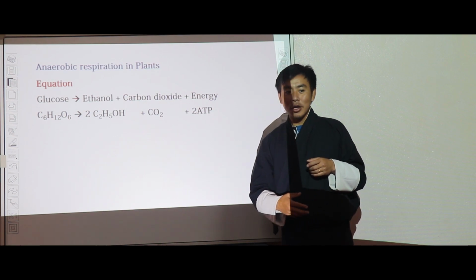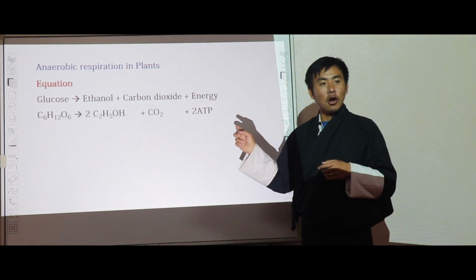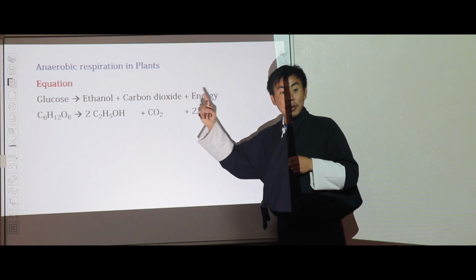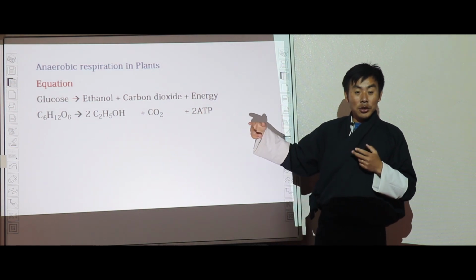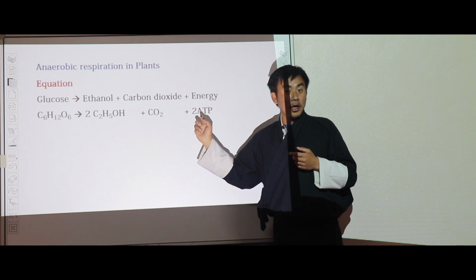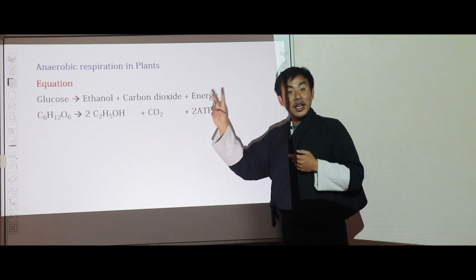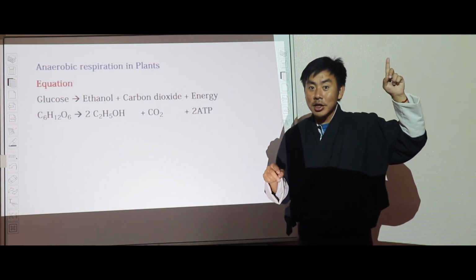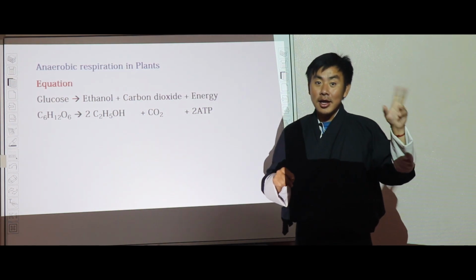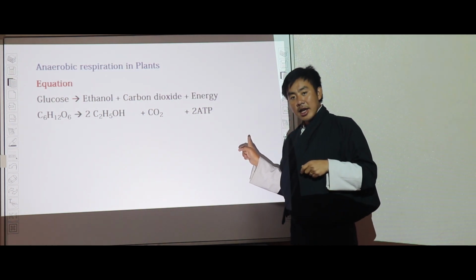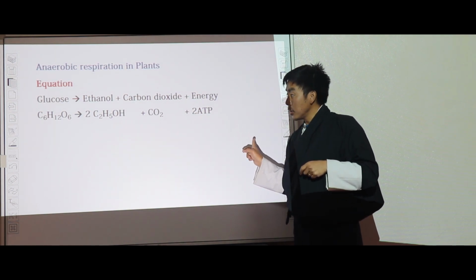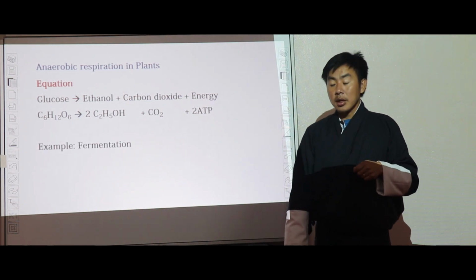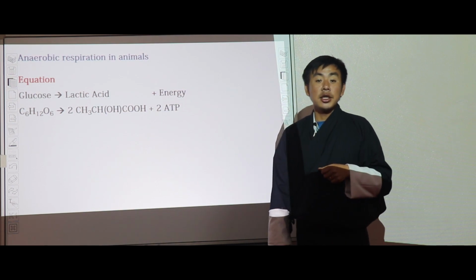Glucose C6H12O6 produces ethanol 2C2H5OH plus carbon dioxide CO2 plus energy, 2 ATP. Just 2 ATP. If you recollect, what we learned under aerobic respiration is 38 ATP. The example of anaerobic respiration in plants is that it occurs during fermentation.